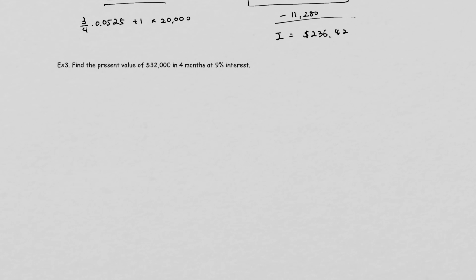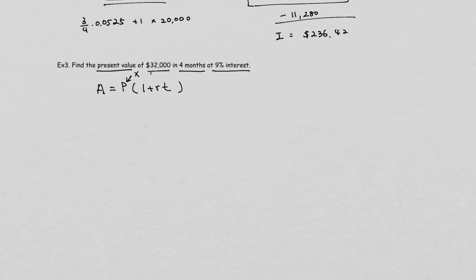So example 3, this time, they're not asking for total value or interest. They're asking for present value, principal, right? The total amount is going to be 32,000 and the time is going to be 4 months. Interest is going to be 9%. So what we know is amount is equal to principal times 1 plus RT. But this time, everything else is given but present value. So we're going to set that equal to X and try to solve for that, right?